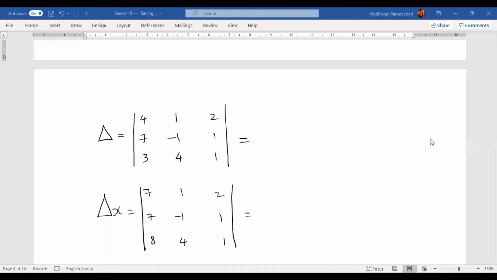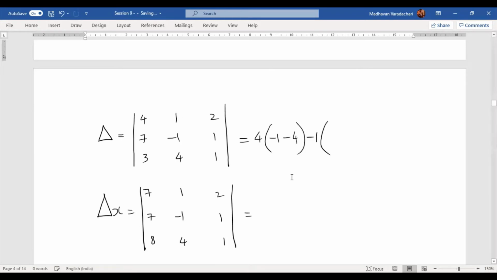Let us evaluate this. I'm expanding it from the first row. So 4 times, I will have this in the form of a determinant, but directly I will do minus 1 into 1, it is minus 1. Then 4 into 1, it is 4, so minus 4.